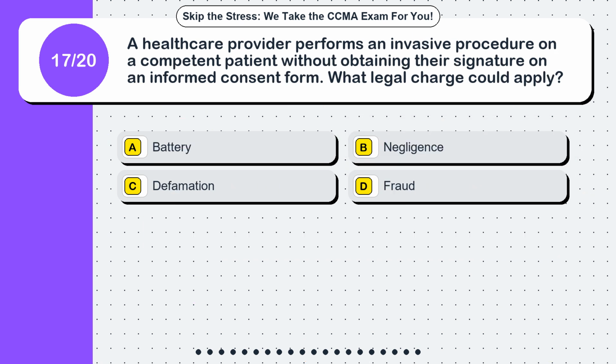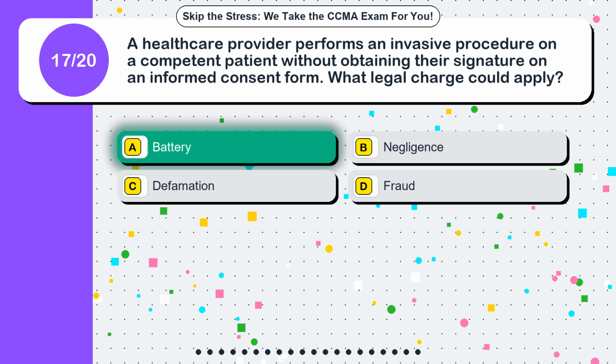Question 17. A healthcare provider performs an invasive procedure on a competent patient without obtaining their signature on an informed consent form. What legal charge could apply? Option A. Battery. Option B. Negligence. Option C. Defamation. Option D. Fraud. The correct answer is option A.